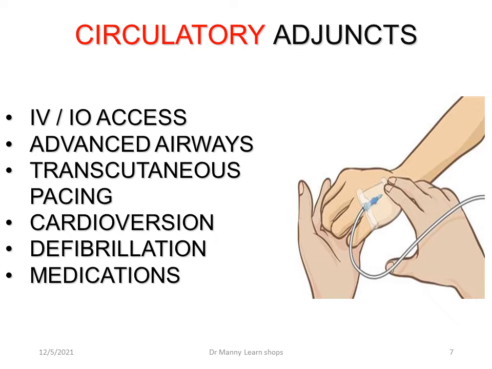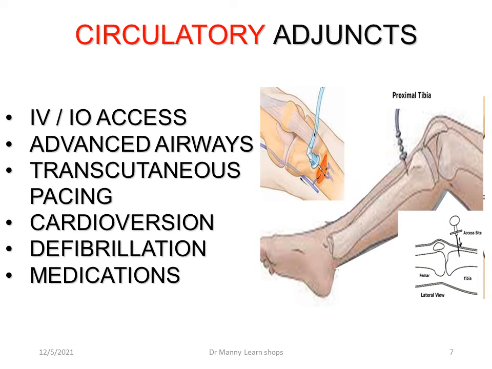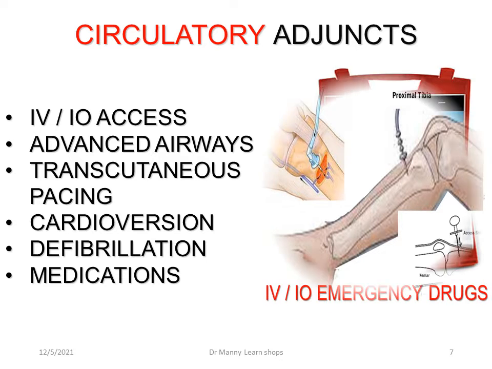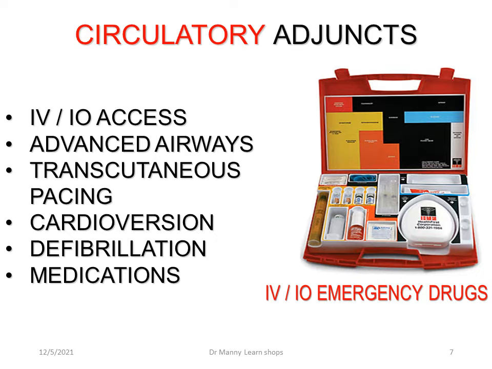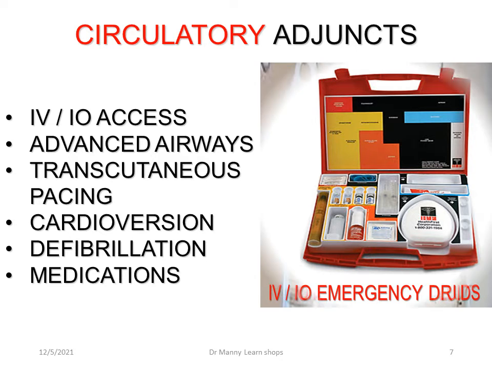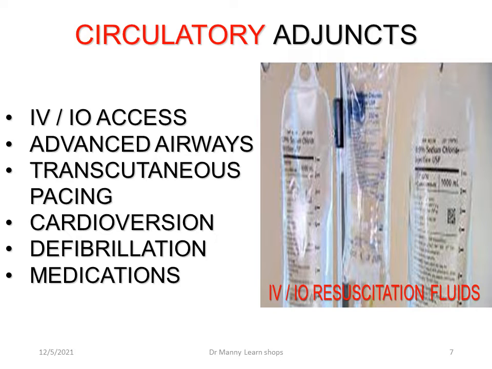With circulatory adjuncts, these can include intravenous, intraosseous access, advanced airways, transcutaneous pacing and cardioversion, defibrillation and medications. Transcutaneous pacing and cardioversion we won't be covering in this lecture, but they are adjuncts. Intraosseous access, emergency medications, resuscitation fluids.